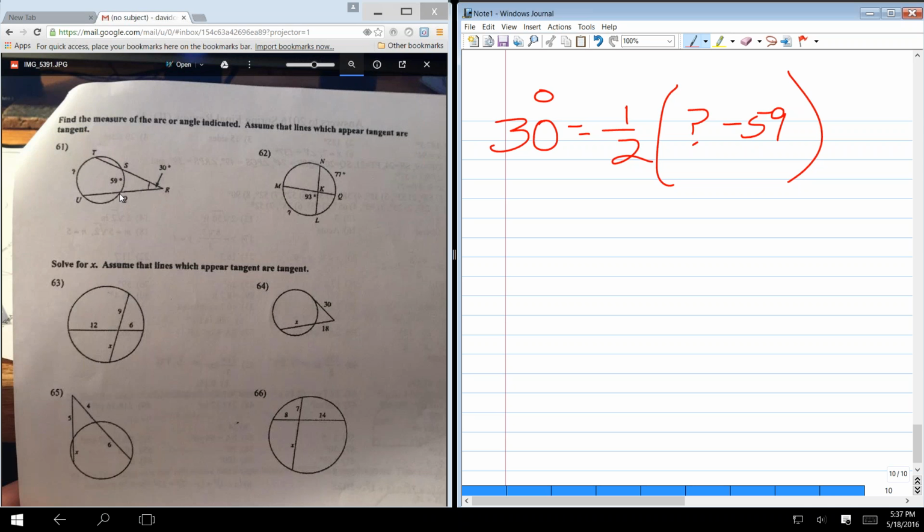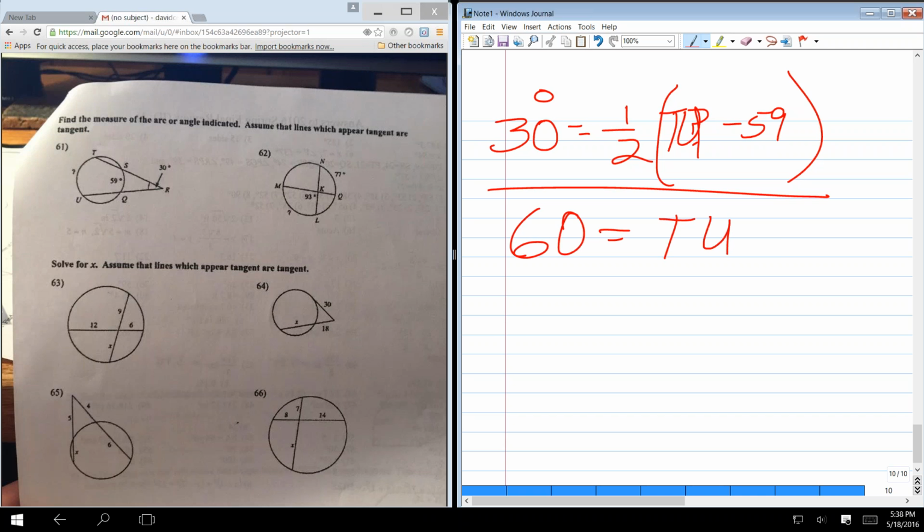They want to solve for TU, so let's put TU right there. And now all we have to do is solve that equation. What's the first step? You multiply it by 2. Correct. So now I get 60 equals arc TU minus 59. Add 59 to both sides. That's the measurement of arc TU. But the key is knowing those general formulas.